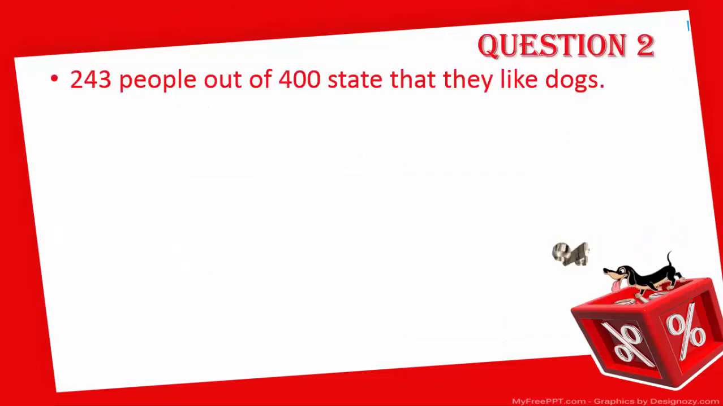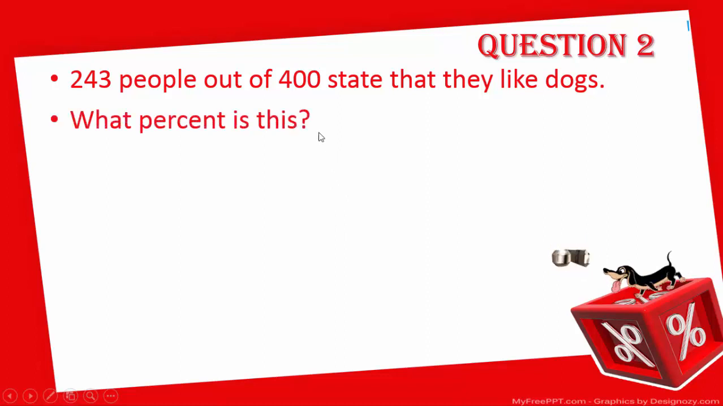In question 2, we're told that 243 people out of 400 people state they like dogs. And this could be done with a poll or interviews or however they found out this information. But we want to figure out what percent this is. So here we have 400 people, here we have 243 people. Why don't we go work this out on the whiteboard and figure out what this percent is.